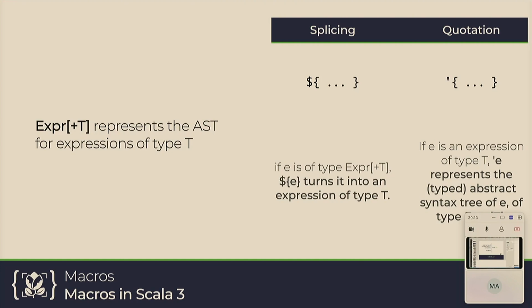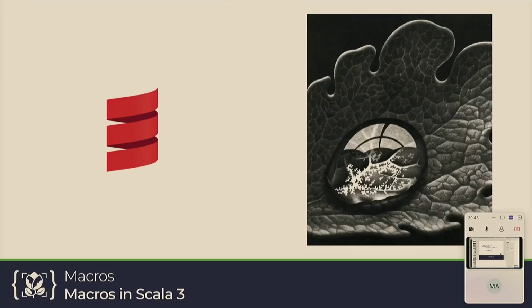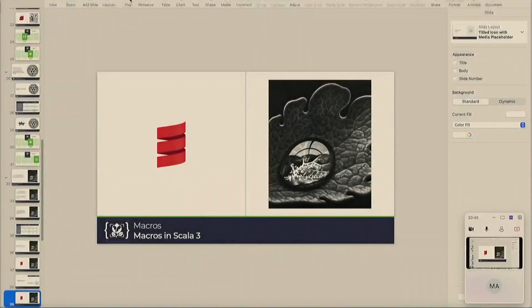If E is an expression of type T, then splicing $E turns it into an expression of type T that can be used in normal code. With quotation, you do the opposite. If E is an expression of type T, the quote of E represents the typed abstract syntax tree of E. So from AST to normal expression and vice versa. So that's what it is. I want to show you briefly, and then it will be the last part, what they look like.